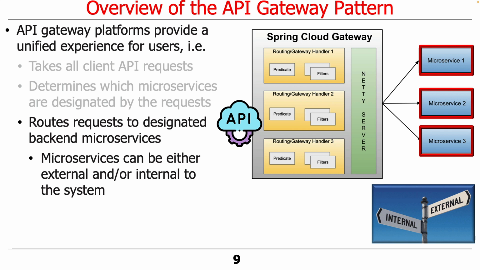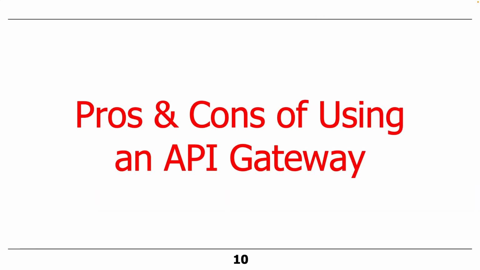So you can build applications by essentially stitching together a bunch of microservices by different providers, and the gateway then manages all those different relationships. So let's talk about the pros and cons of this particular approach.